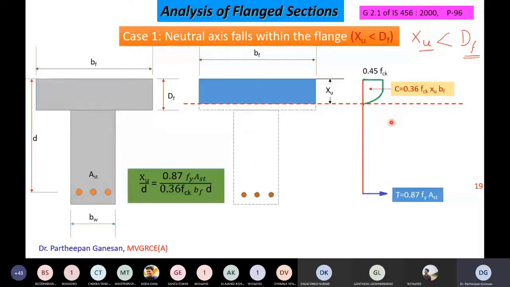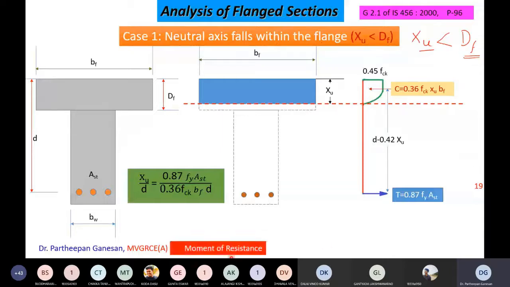Moment of resistance is always found by taking moment with respect to either the tensile force or the compressive force. If you take it with respect to the compressive force, it will be 0.87 Fy AST into the lever arm, which is the distance between these two forces, D minus 0.42 XU. So you can take moment about this force or about this force, both will be the same. For the body to be in equilibrium, C will be equal to T.